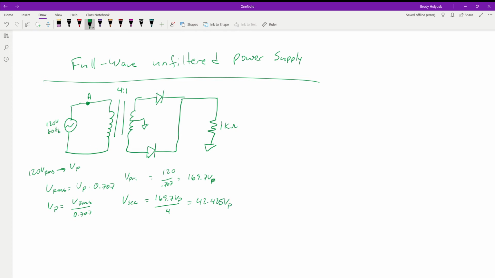Okay, so this voltage that we have, this is going across the entire secondary. So from here to here, we'll just label these points B1 and B2. So this is from B1 to B2. Okay, so the whole secondary has that voltage. But since we're using the center tap, we're going to cut it in half again and only use half of this voltage.